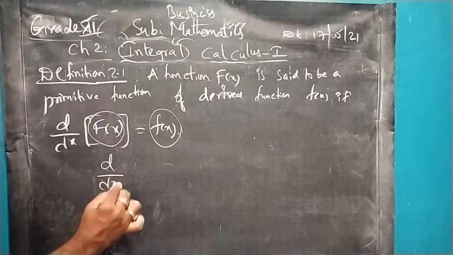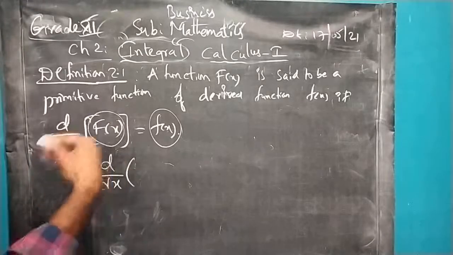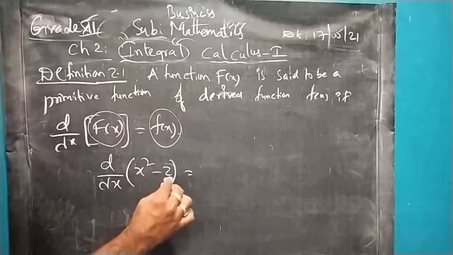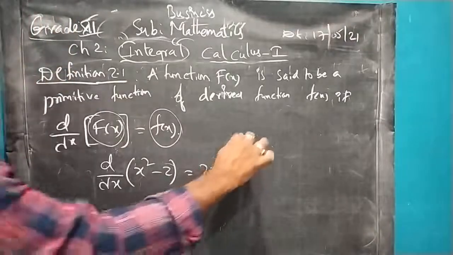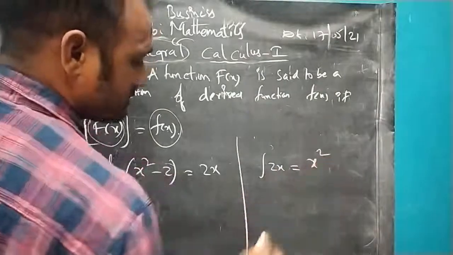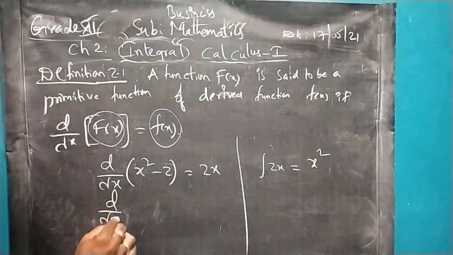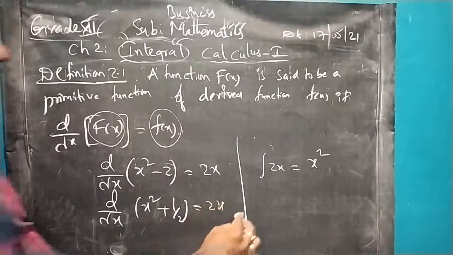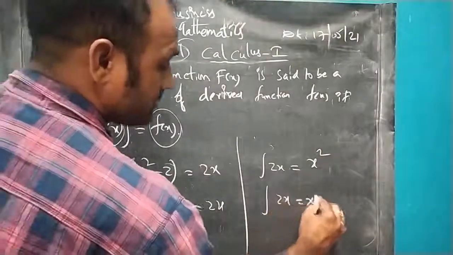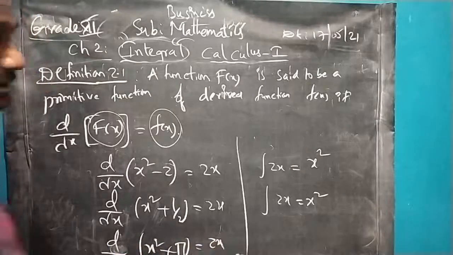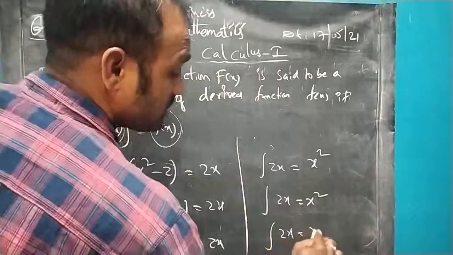Now let us see some questions, comparing derivative and integration. Derivative of x square minus 2: what is the answer? 2x. If I do integration of 2x, what do I get? x square. Next, derivative of x square plus 1 by 2: again 2x. Integration of 2x, x square. Next, derivative of x square plus pi: again 2x. Integration of 2x is x square.